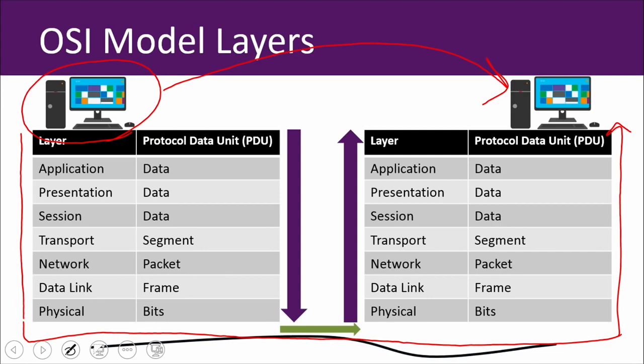And at each layer, there's a different type of protocol data unit, or PDU. Data is just called data at the application, presentation, and session layers. Then at the transport layer, data is broken into segments, which you've heard me reference previously. At the network layer, that segment turns into a packet because additional information is added. And then ultimately at the data link layer, the packet becomes a frame. And then at the physical layer, that frame is translated into bits and then transferred across the network.